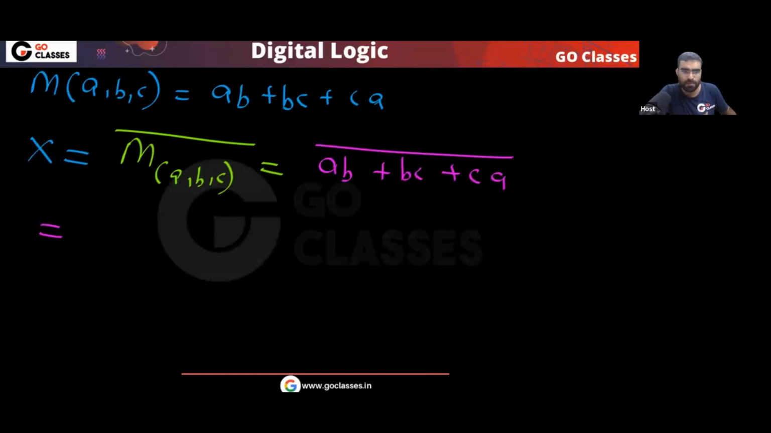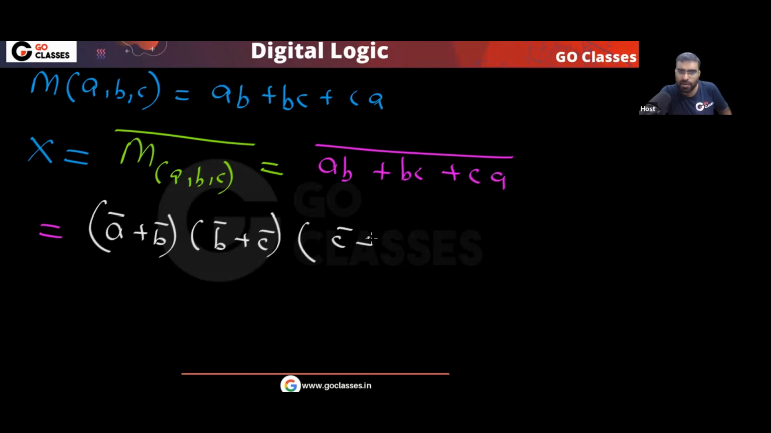What will you get? You will get A bar or B bar, and B bar or C bar, and C bar or A bar, right? This is what you will get. Now you can simplify this. You can just multiply and simplify. So what will you get? You will get A bar, B bar.